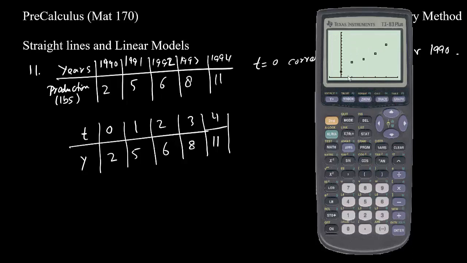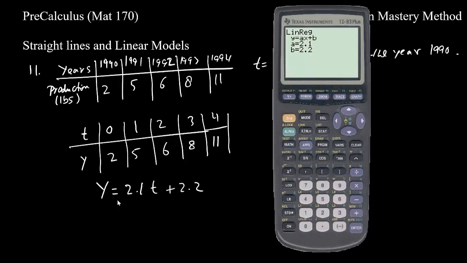So you can see the trend. It is going like this, and it looks like it has a linear model. We need to find the model now. You can go to stat again, go to calc, and go to number 4, which is linear regression. Hit 4, enter. So you are getting a equals 2.1 and b equals 2.2. So we can say our slope is 2.1 and the y-intercept is 2.2. So we need to write this down and then plot it again.